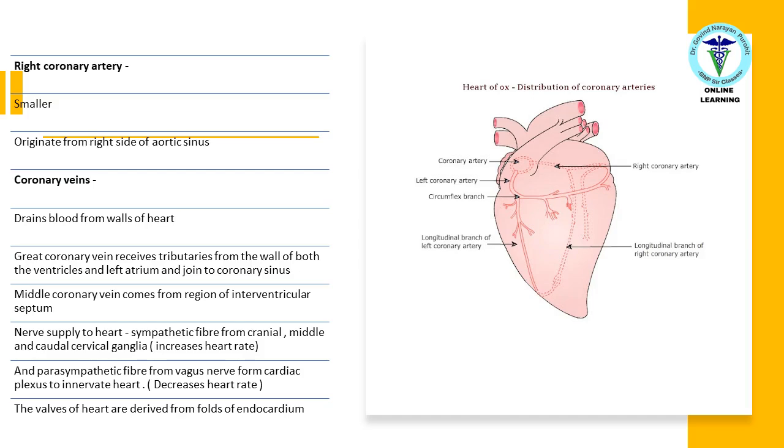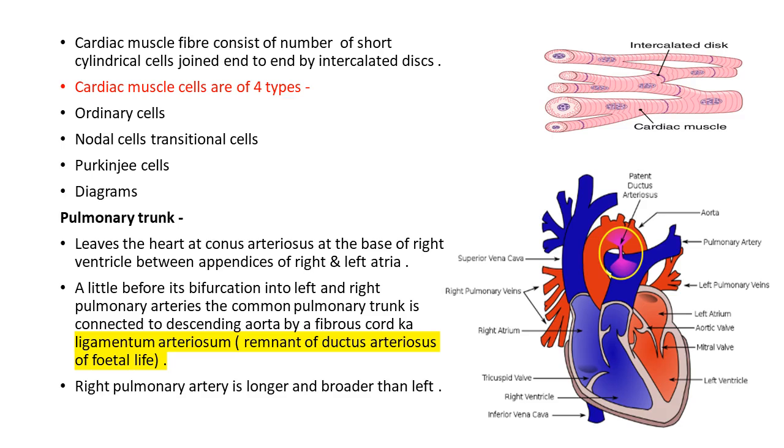Coronary veins drain blood from the heart walls, with the great coronary vein receiving blood from both ventricles and the left atrium. Cardiac muscle fibers consist of cylindrical cells joined by intercalated discs. The pulmonary trunk leaves the heart at the conus arteriosus and bifurcates into the right and left pulmonary arteries. The ligamentum arteriosum is a remnant of fetal circulation.